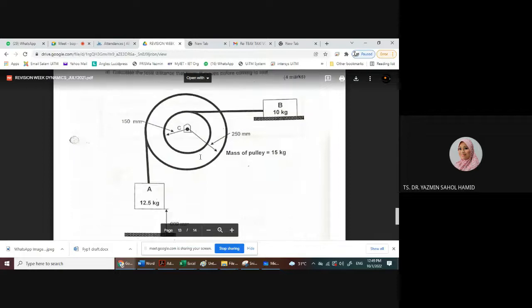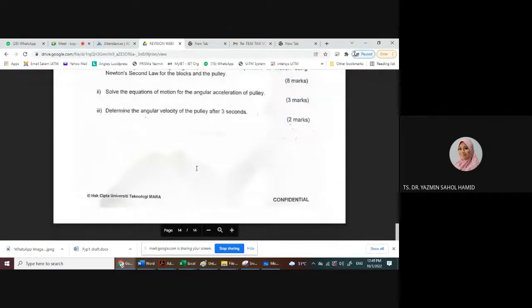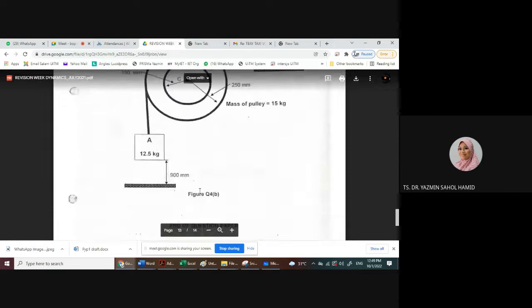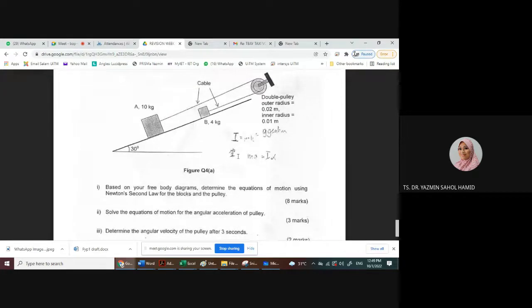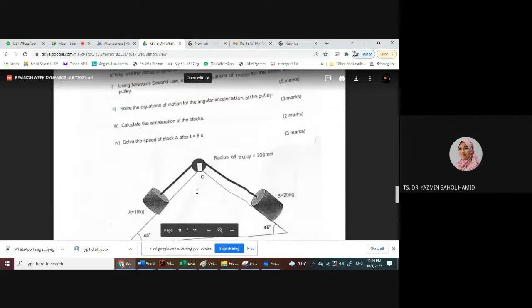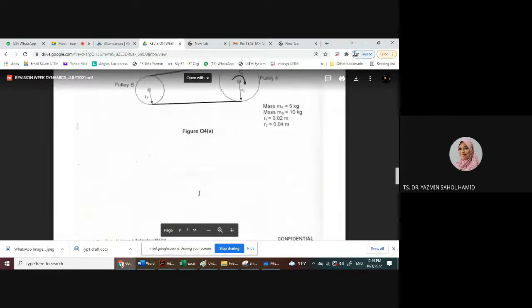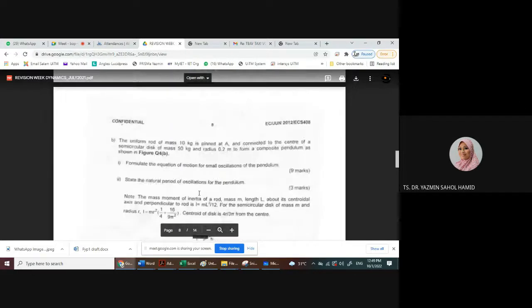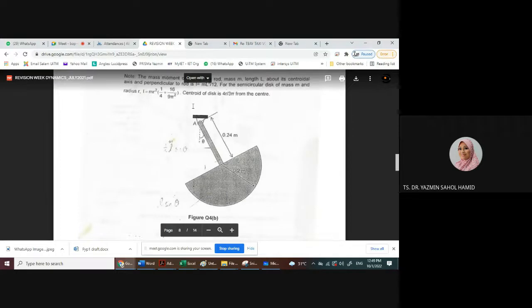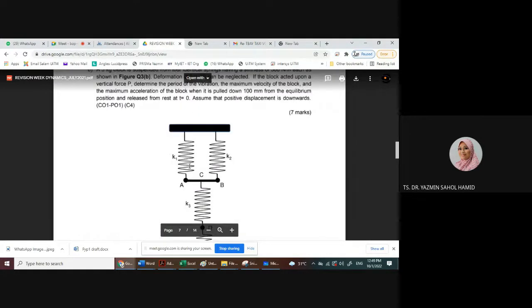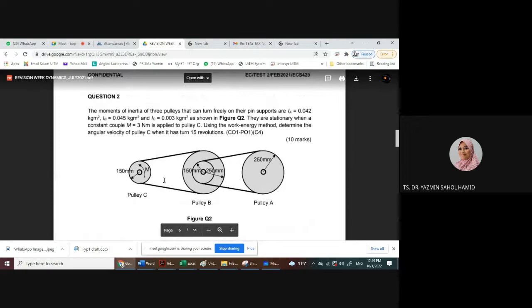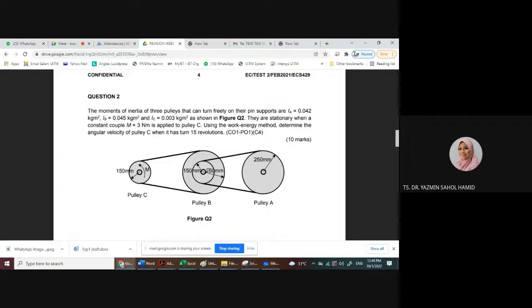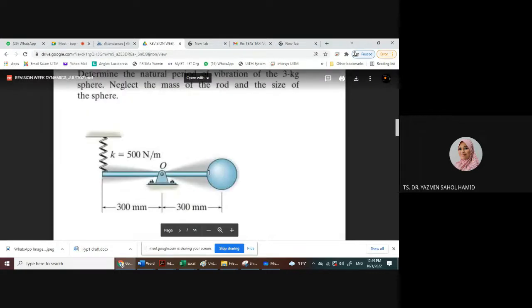Tapi tak apa. Okay. That's why saya minta sangat-sangat you buat revision kit ni untuk practice. So nanti cuba buat soalan ni. Lepas tu cuba buat soalan ni. Lepas tu ni topik vibration nanti next week. Soalan ni kita dah buat tadi. Betul tak? Lepas tu soalan lain-lain ni boleh cubalah. Ni topik vibration, simpan untuk next week. Soalan ni dah boleh buat dah. Work energy method. Dan yang lain-lain ni lah.